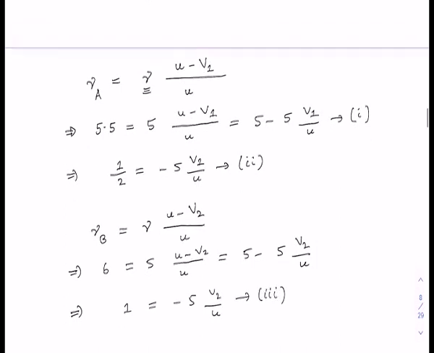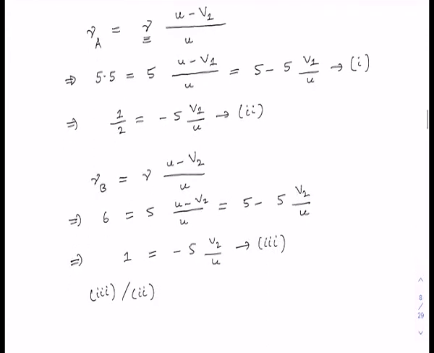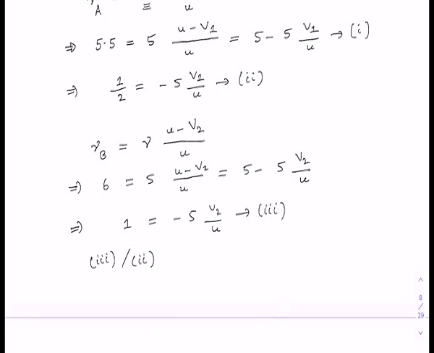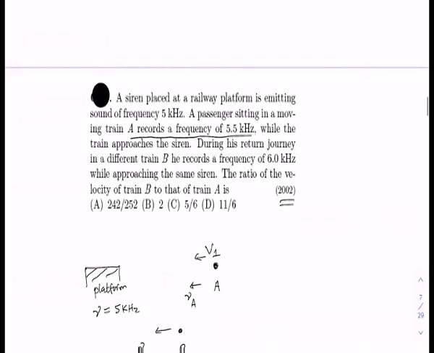If I take a ratio of equation 3 and 2, dividing 3 by 2, I will be able to get the ratio between the velocity of train B and train A. So v2 by v1 would be simply equal to 2. A very simple straightforward problem. So the correct option in this case would be option B.